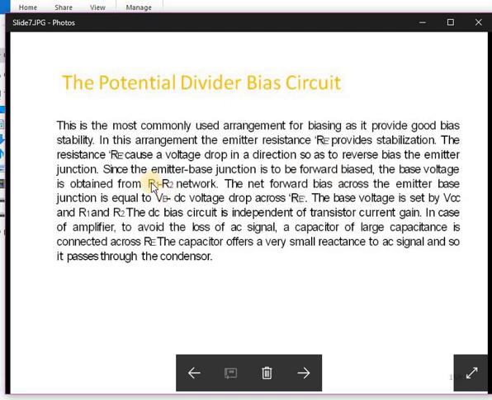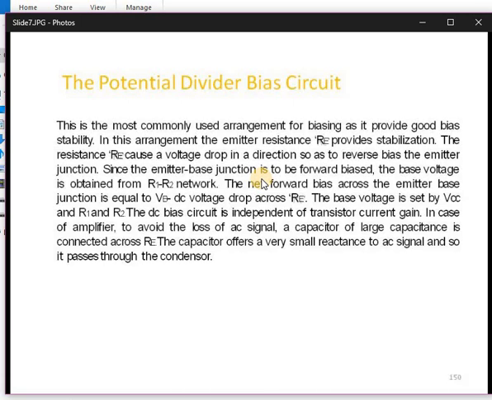That is, the emitter-base junction is to be forward biased. So the base voltage VBB is obtained from the R1 and R2 network. This R1 and R2 network acts like a potential divider circuit, and from this potential divider circuit we are getting the base voltage.